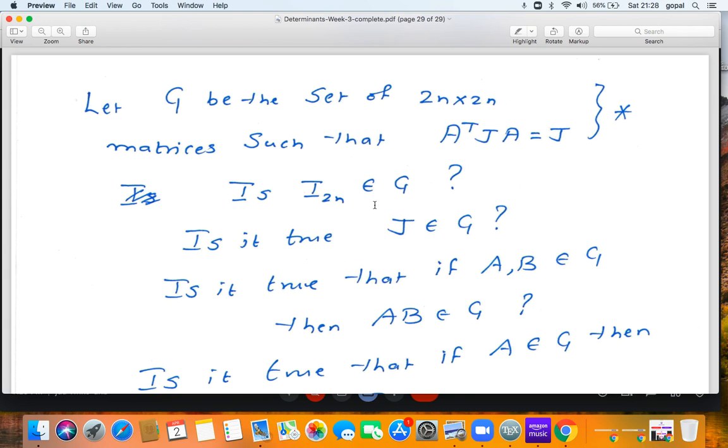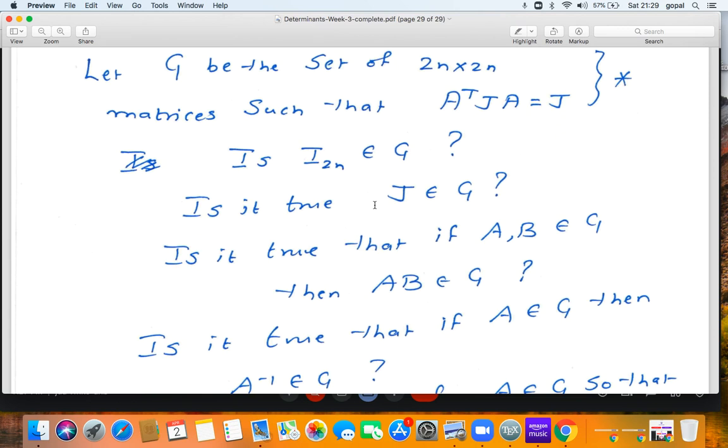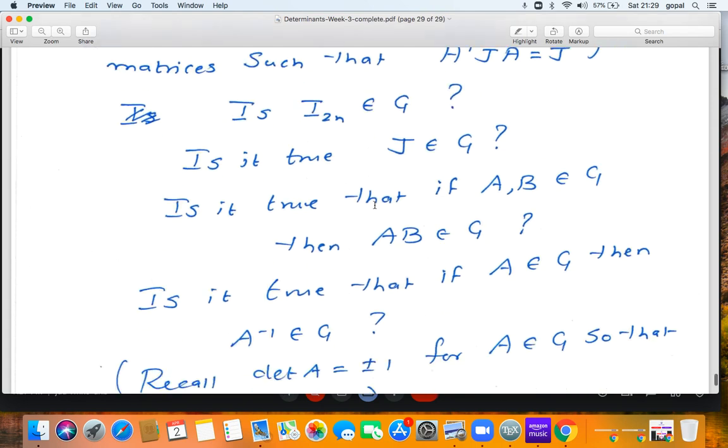Is it true that if A transpose JA equal to J and B transpose JB equal to J, then (AB) transpose J(AB) equal to J? Please check. The answer is yes. So if A and B are in G, then AB is also in G. Also, if A is a matrix which satisfies A transpose JA equal to J, then A inverse will also satisfy the condition A inverse transpose J A inverse equal to J. In other words, if A is in G, then A inverse is also in G.